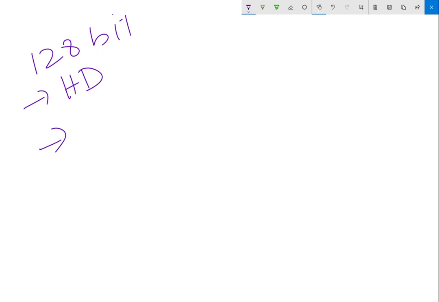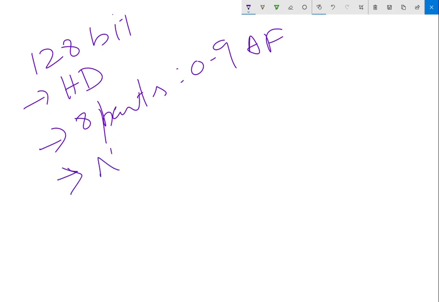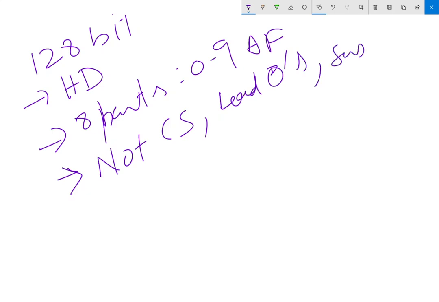What else? It has 8 parts, 8 portions of IP addressing. It is represented from 0 to 9 and A to F. When you represent an IP version 6 address, it is not case sensitive. Leading zeros you can omit, and successive zeros, at least once, you represent with double colons, right?